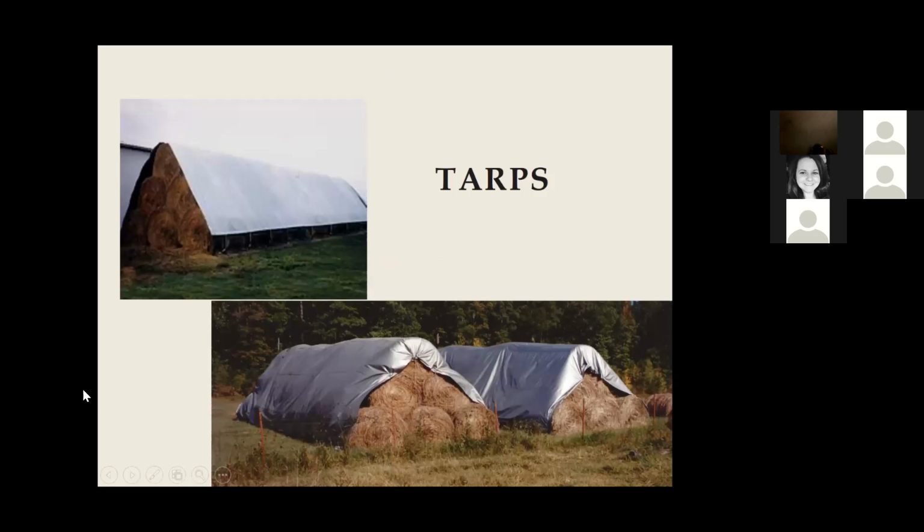Next, we have tarps. So with the tarps, you can do it two ways. You can stack the hay straight on the ground, or you can use wooden pallets to stack the hay on, and you just throw that tarp over and make sure that it is anchored to the ground on all sides, so that you prevent as much moisture from getting in there as possible.